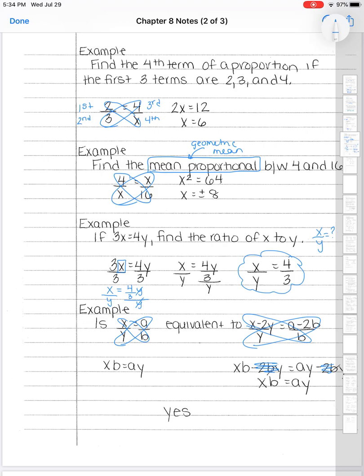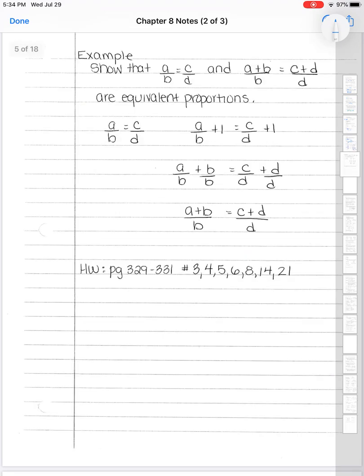All right, for the next one, it says, is x over y equal to a over b? Is that equivalent to x minus 2y over y equals a minus 2b over b? Well, what I would do is I would cross multiply.